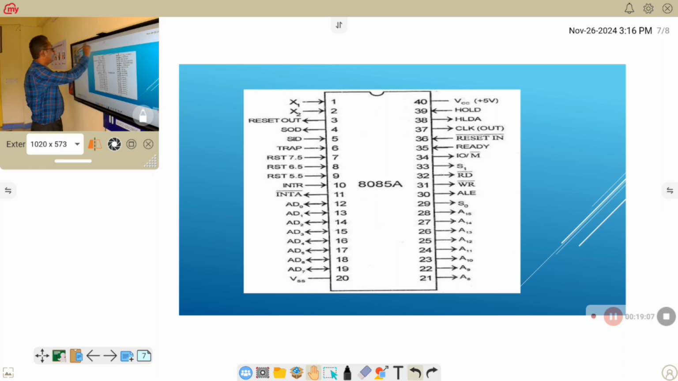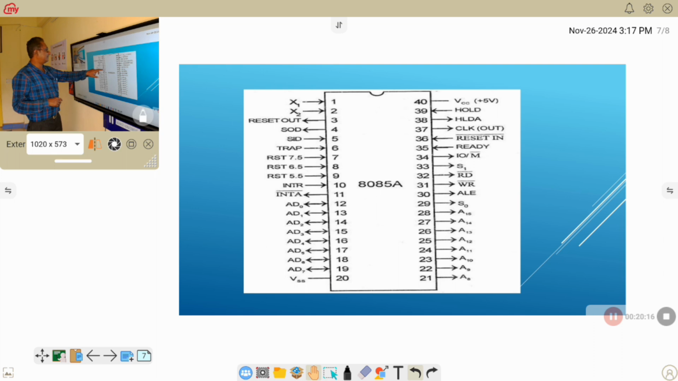For pin number 34, if it is high, that means 1, the microprocessor will understand it is an IO operation, meaning input output. And if pin number 34 is low, the microprocessor will understand it is a memory operation. So suppose pin number 31 is low and pin number 34 is low. Pin number 31 low means write operation. Pin number 34 low means memory operation. That means if pin numbers 34 and 31 are both low, it is a memory write operation. If pin number 31 is 0 and pin number 34 is 1, that means it is an IO write operation.